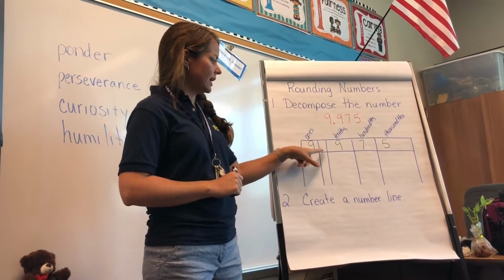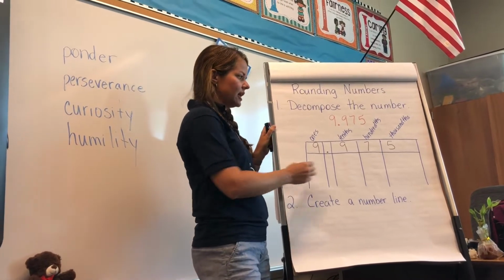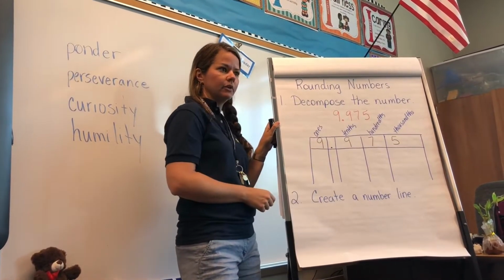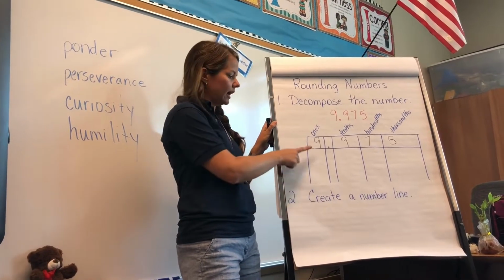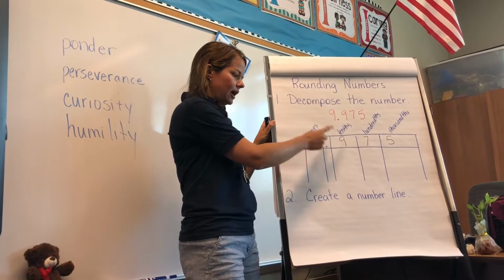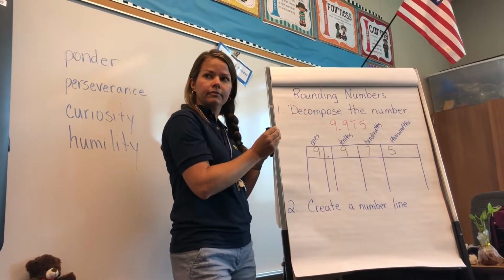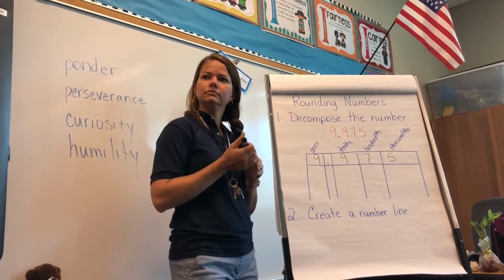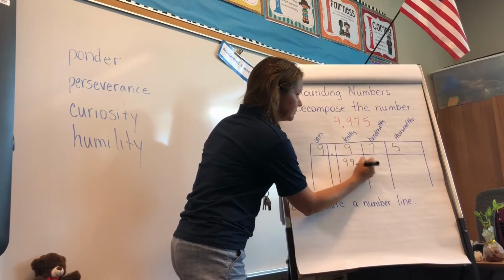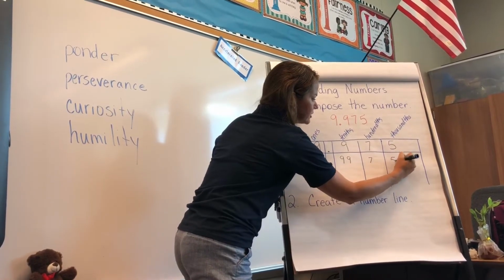Next, we're going to decompose it to pull out the tenths. If we have 9 and 975 thousandths, and we want to just have tenths, hundredths, and thousandths, how many tenths would we have? Think about it: if I had 9 $1 bills and 9 dimes, how many dimes would I have? Or how many tenths would I have? 99. Yes, I would have 99 tenths, and then I still have the 7 hundredths and the 5 thousandths.